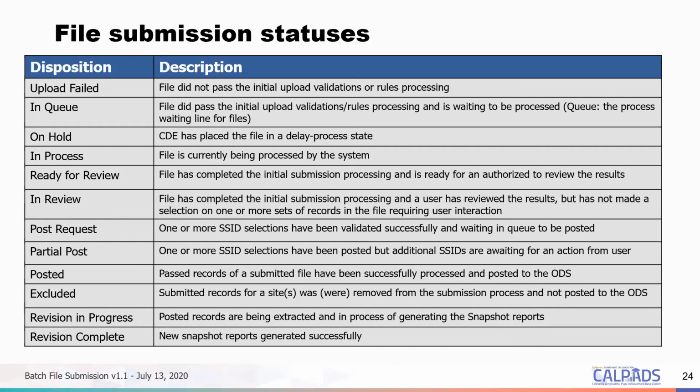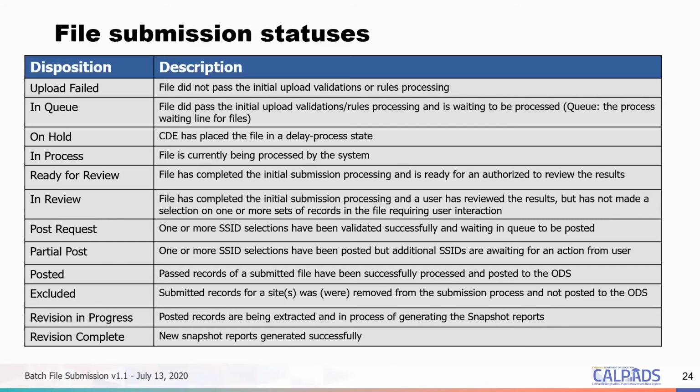You can process from post requested to posted or partial post pretty quickly, or it can take quite some time. If you are in a partial post status, it's key to understand that CalPADS is telling you you have to go back in and make some additional decisions. There's additional functionality required. You have not completed a submission if your file status is partial post. And it's a clear indication of exactly what it says. You have partially posted the records in the file.